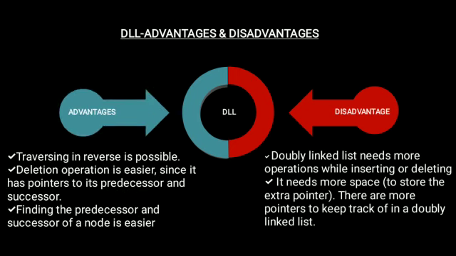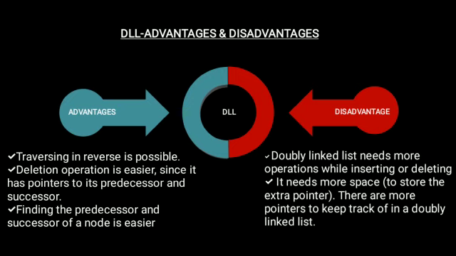Finally, we see the advantages and disadvantages of doubly linked list. First, we see the advantages. First one, traversing in reverse is also possible in doubly linked list because it has bidirectional links. Second one, the deletion operation is easier than singly linked list because it has the previous pointer also, so it automatically finds the previous node. Last one, finding the successor and predecessor node is very easy in doubly linked list.